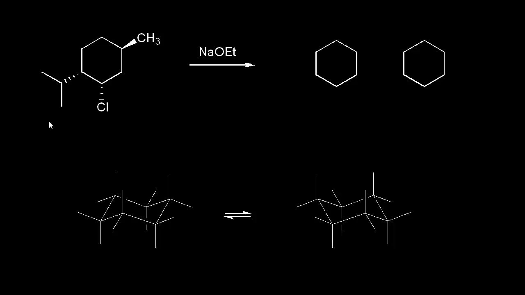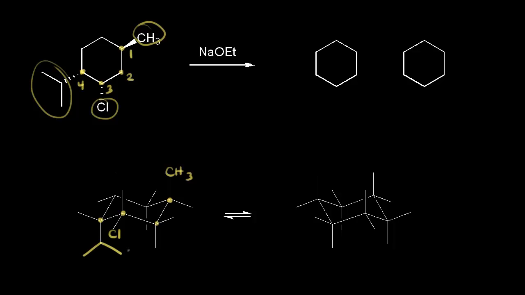Let's do another E2 mechanism for a substituted cyclohexane, and I'll start by numbering my cyclohexane. So if that's carbon 1, then this is carbon 2, this is carbon 3, and this is carbon 4. Again, the numbering is not for nomenclature, it's just to help me out with my chair conformation. So if I call this carbon 1, I need a methyl group going up, which means the methyl group must be up axial. At carbon 3, I need a chlorine that's going down. So this would be carbon 2, this would be carbon 3, which means the chlorine is down equatorial. And then at carbon 4, I have this isopropyl group going down. So this would be carbon 4, and going down means the isopropyl group is down axial.